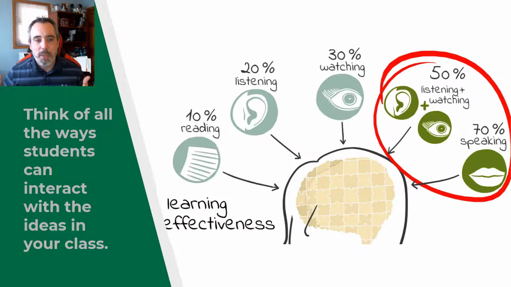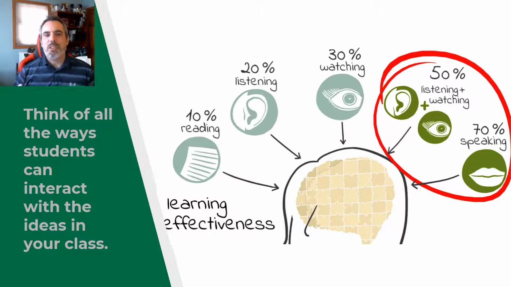I have a slide here about learning effectiveness, and these are probably just ballpark numbers, but 10% is reading, 20% is listening, 30% is watching. We get into, and I don't understand how these numbers make any sense, other than the fact that they're just adding these things together. 50% is listening and watching, and then 70% speaking. The math in my mind on this slide is mind-boggling.